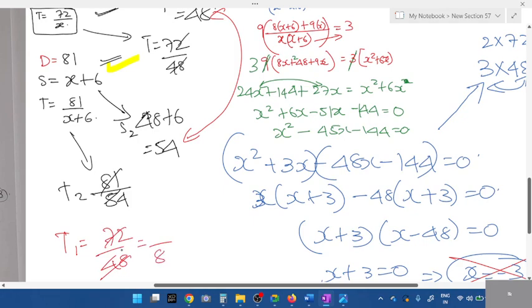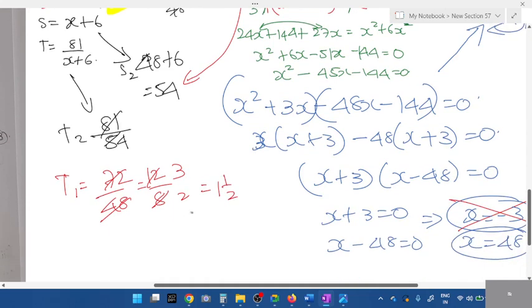6 8s are 48, 6 12s are 72, 4 2s are 4, 3s are 3 by 2. If you convert into a mixed fraction, what do you get, students? 1 1 by 2. So if you want to convert into minutes, 1 1 by 2, keep 1 hour. This hour multiply into 60, you get in minutes 30. 1 hour 30 minutes. So what's the time taken if you travel in the first speed? 1 hour 30 minutes. Is this clear?